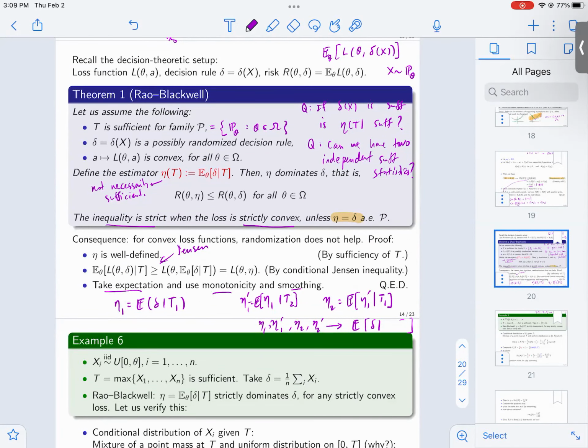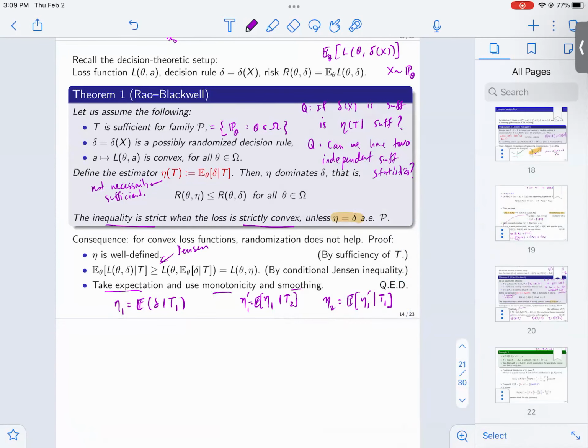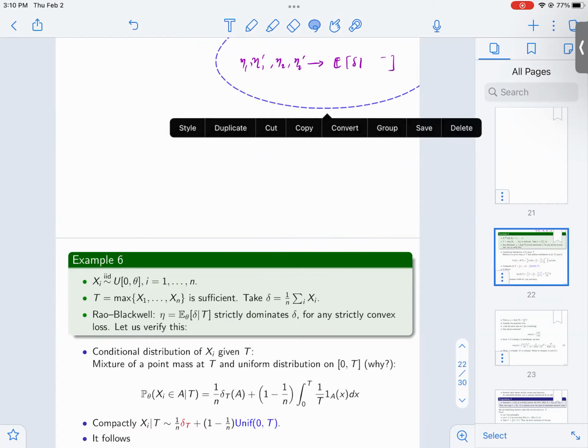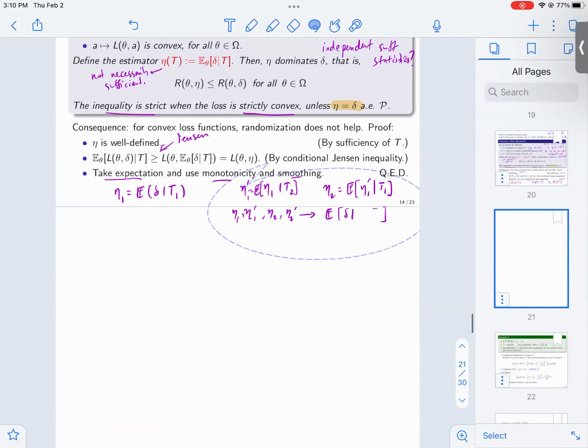So you can say, I would like to maybe add a page here, but let's see if I can move this up. So, randomized decision rules.